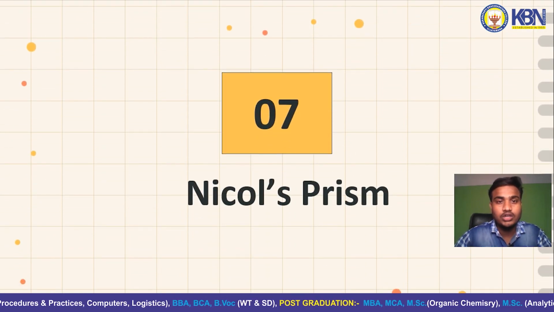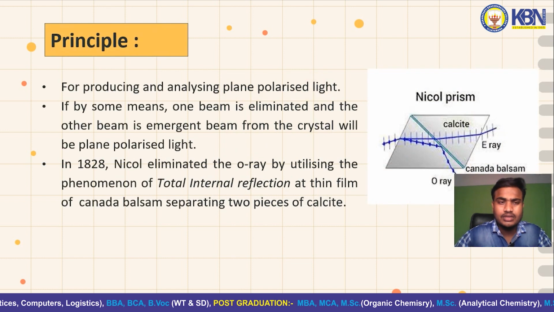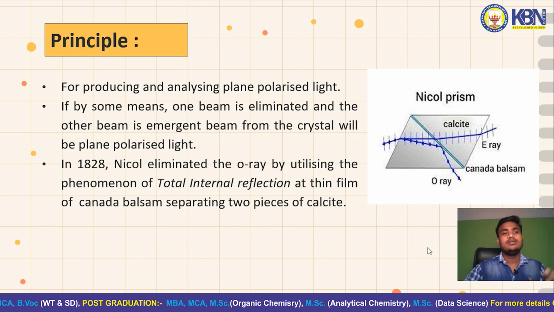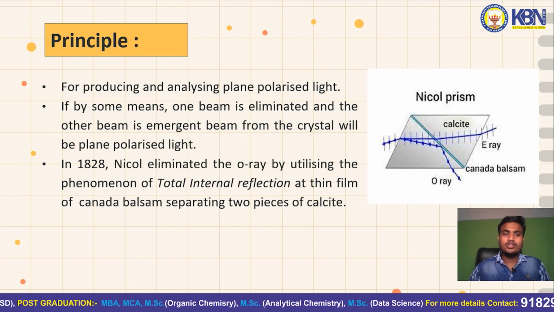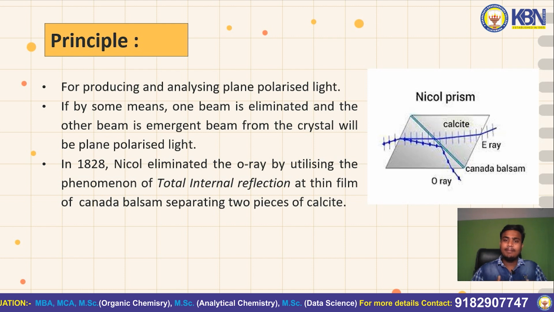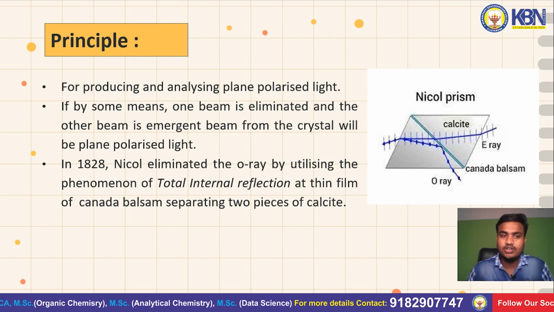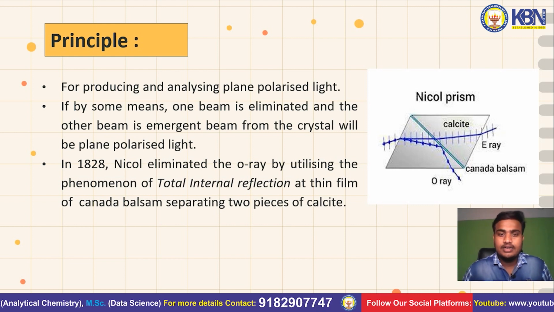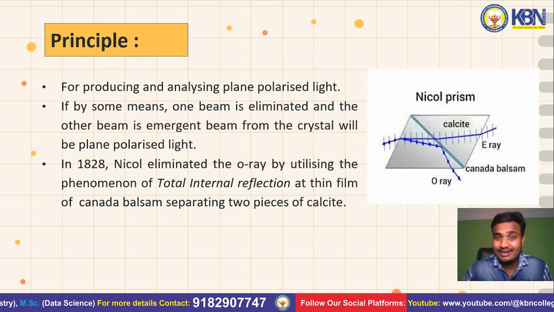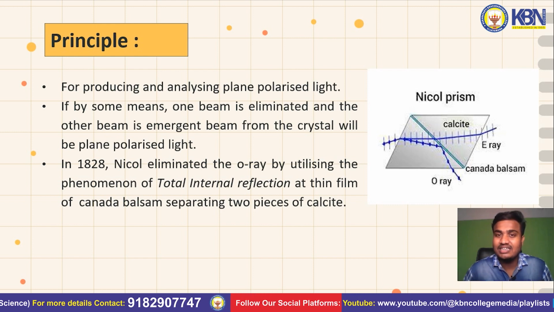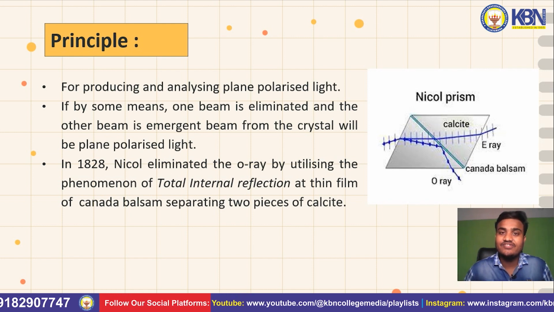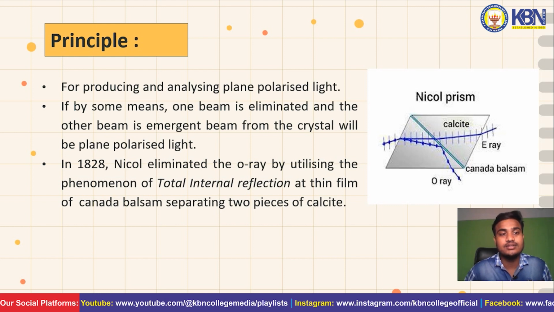Okay. Coming to the Nicol prism, what the principle tells us is that the Nicol prism is a device for producing and analyzing plane polarized light. It is called a polarizer and analyzer. A polarizer is a device which produces plane polarized light, and the device which analyzes or detects the plane polarized light is called the analyzer.